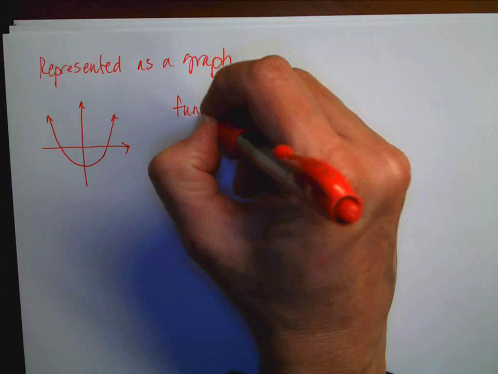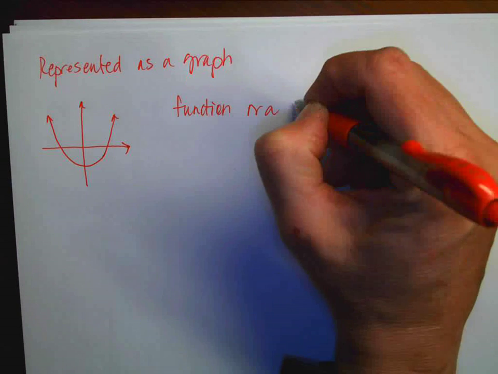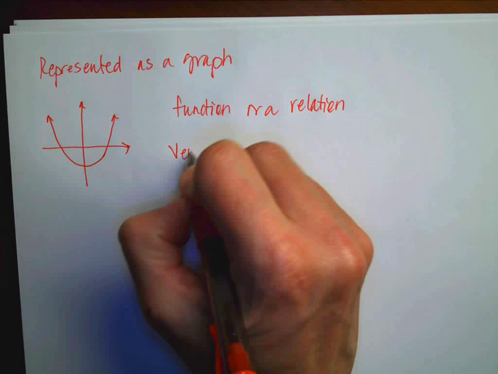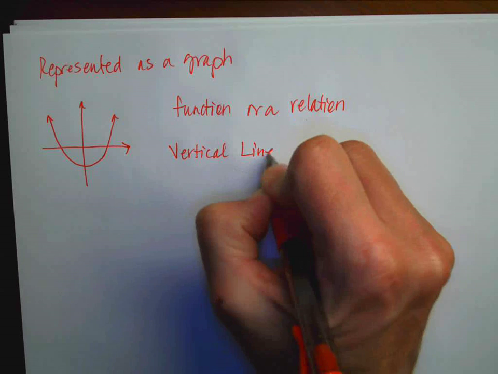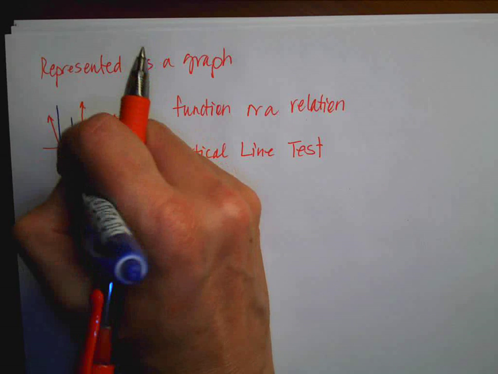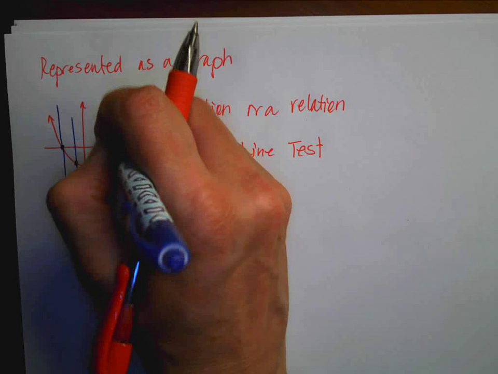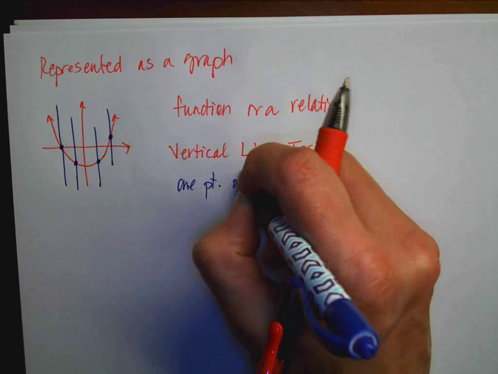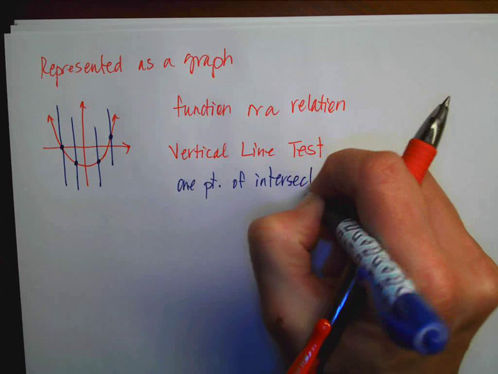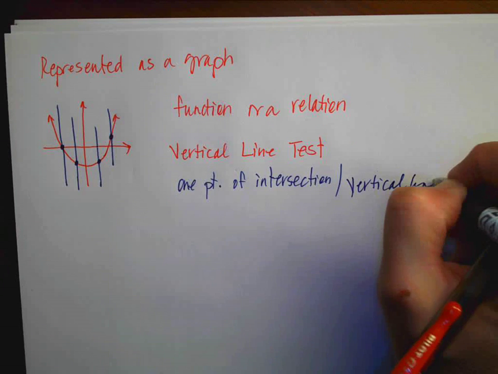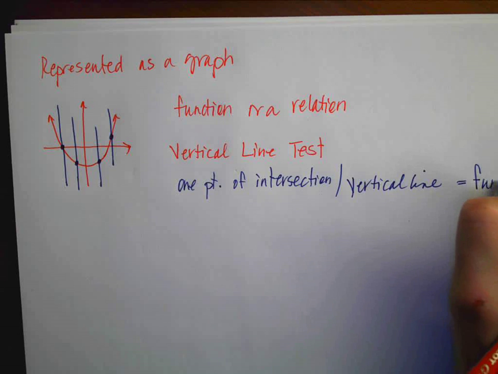Alrighty, so if I want to represent a function graphically, then maybe it looks like this. So if I want to determine if it's a function or a relation, and I'm looking at a graph, I'm going to do that by the vertical line test, which is really very simple. So if I take and run a vertical line through my graph, it can only have one point of intersection on each vertical line. If it has only one point of intersection per vertical line, then we know that it's a function.